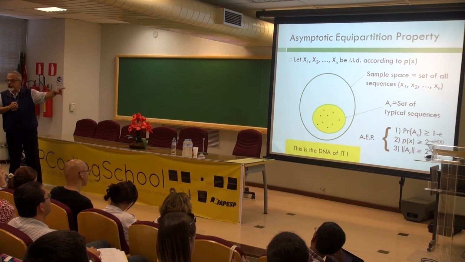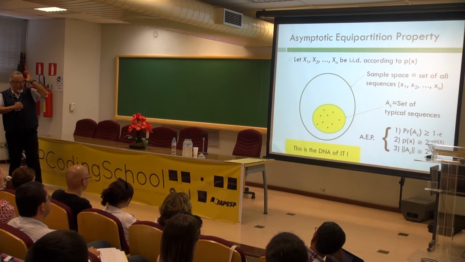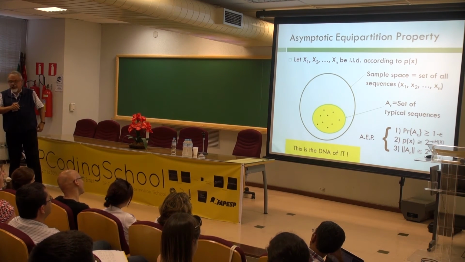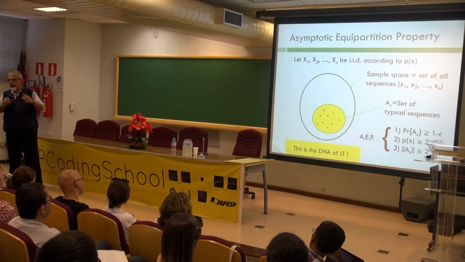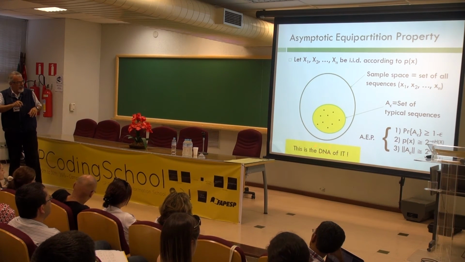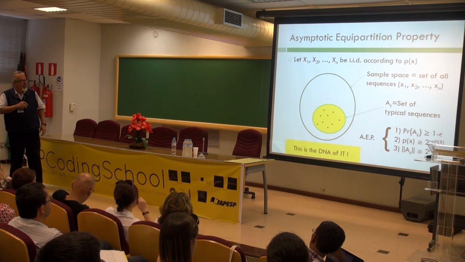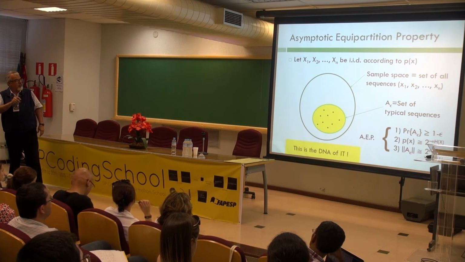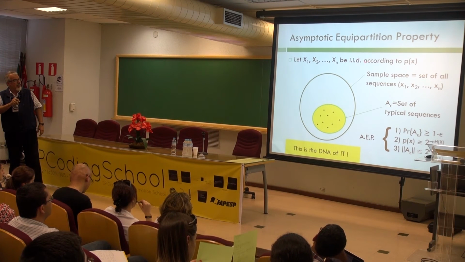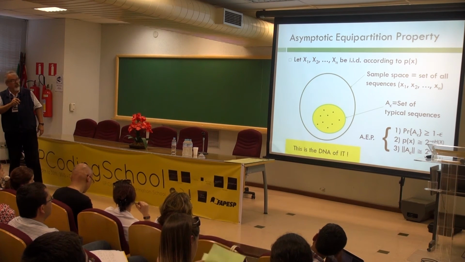Now, this thing looks like an egg, and it's not by chance. It's because the AEP is the birth of information theory. I call it the DNA of it. Essentially it says the following: suppose we have a series of random variables here, and they are IID, independent and identically distributed, according to some P of X.